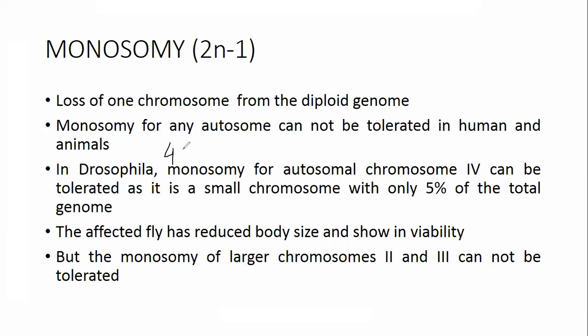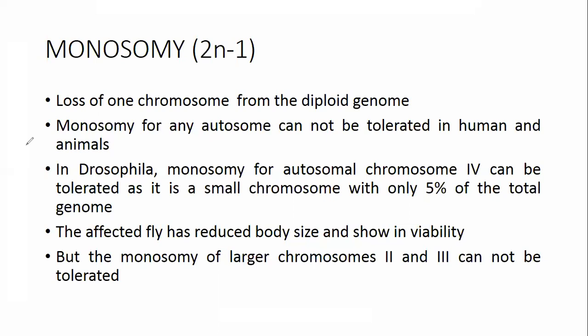So out of these 3 pairs of autosomes, 2 pairs are large in size while the third pair is small in size. So here chromosome number 4, that is the autosomal chromosome of Drosophila, is very small in size, contains only a few genes, and contributes only 5% of the total genome. So Drosophila can tolerate the monosomy of chromosome number 4.